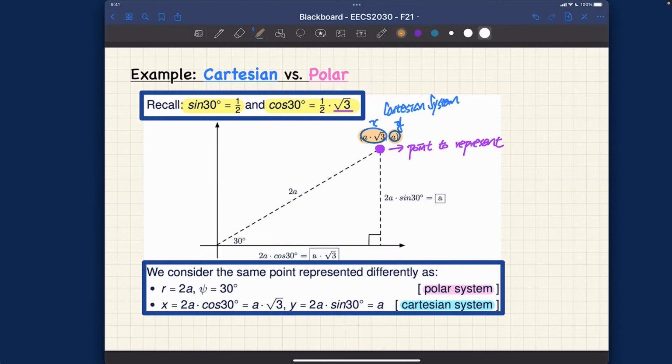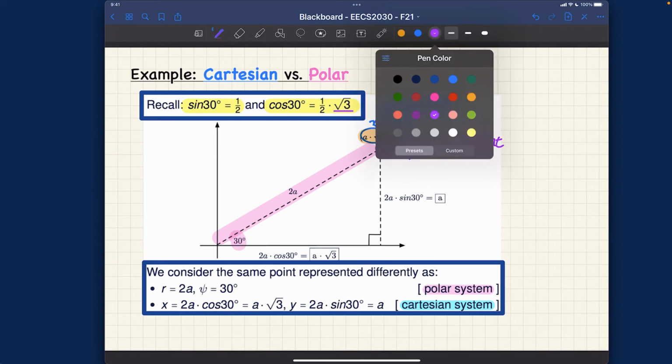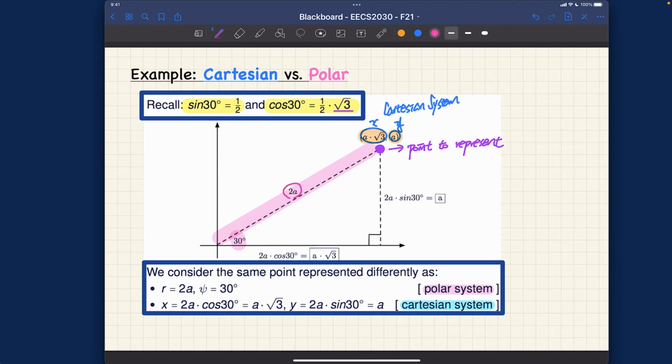The polar system is going to be like this. We got the distance between the point and the origin, and also we got the phi over here, 30 degrees. So these are the two things we want to store. 2a we want to store, and also 30 degrees we want to store. These are the two attributes we want to store in the polar system class later on. Okay, so this is the polar system.